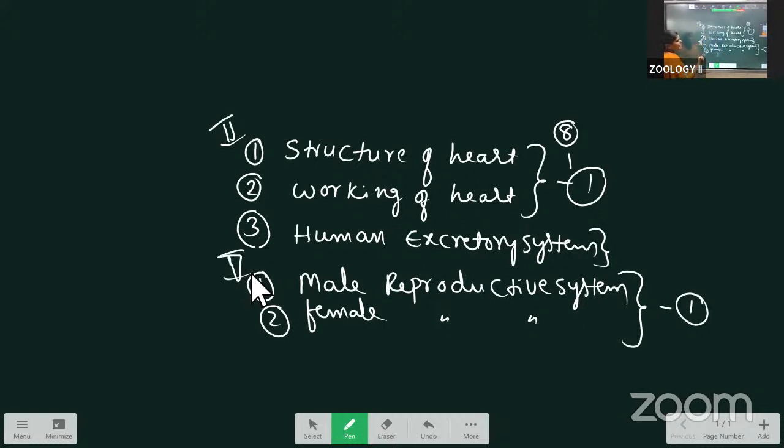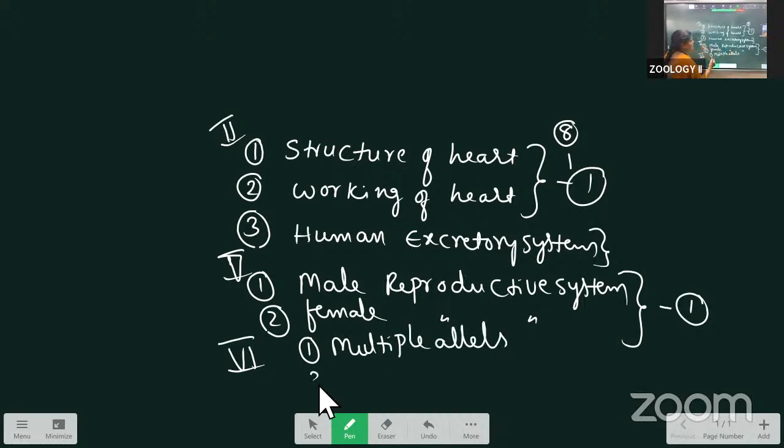Next, the 6th unit, genetics. Sorry. From the 6th unit, genetics, 3 questions are important. The first one we discussed in the last classes only. That is multiple alleles. Multiple alleles is the first question in genetics. Second is the chromosomal theory of sex determination.